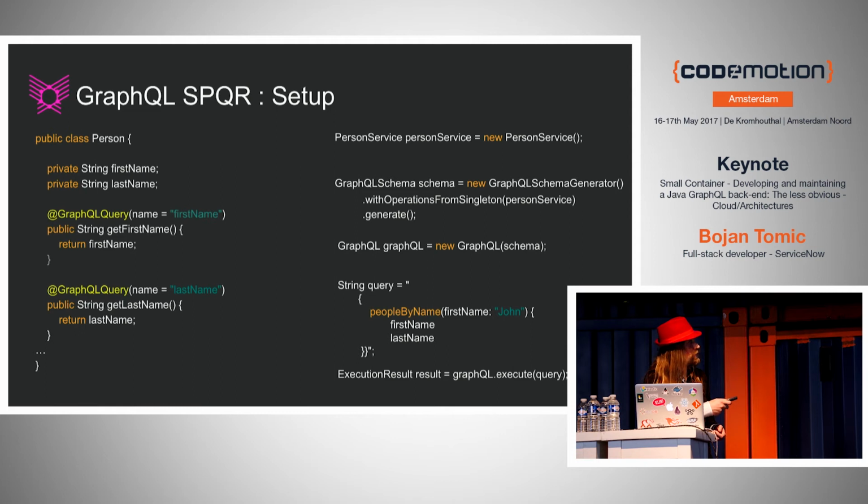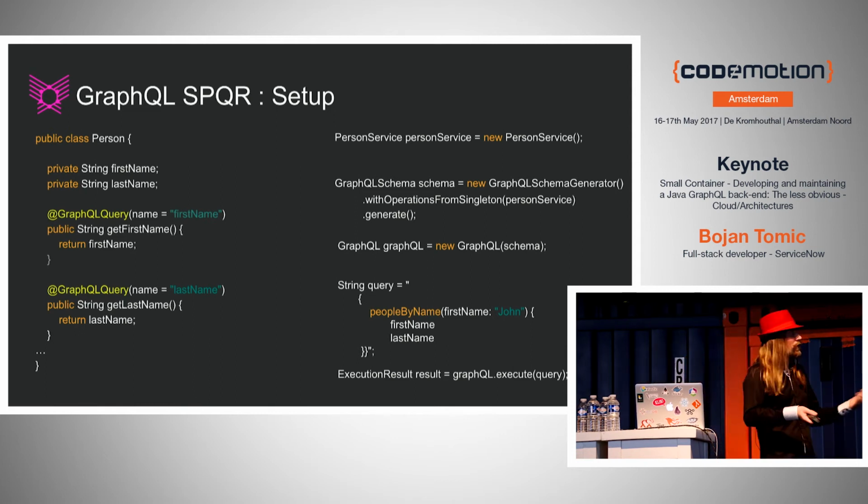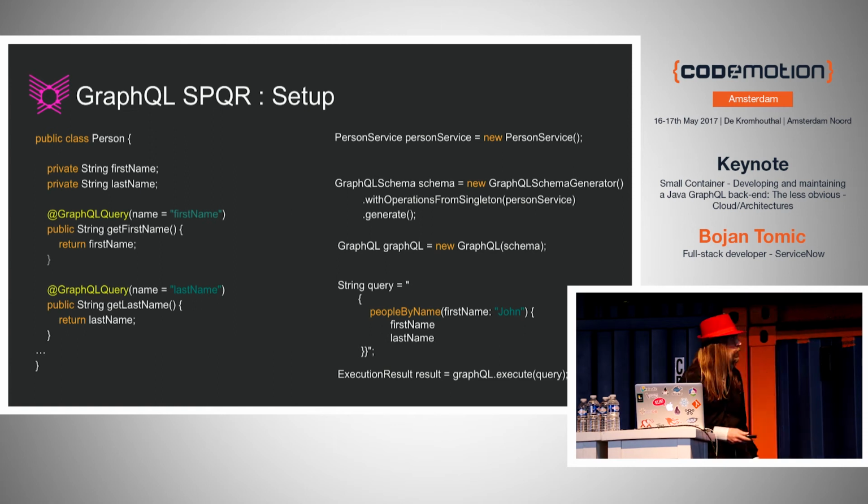So this object you keep forever. You would usually keep it in some controller or a servlet or whatever you have exposing to the web. And this is it. So basically, these lines are the entire thing you need to expose your existing Java service over GraphQL.